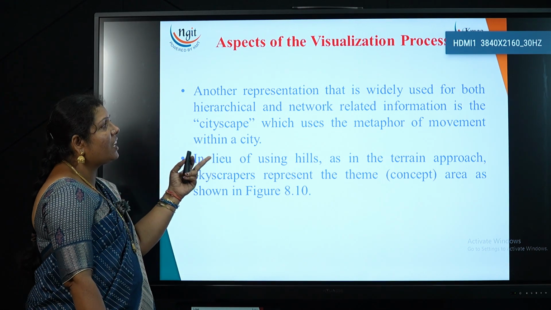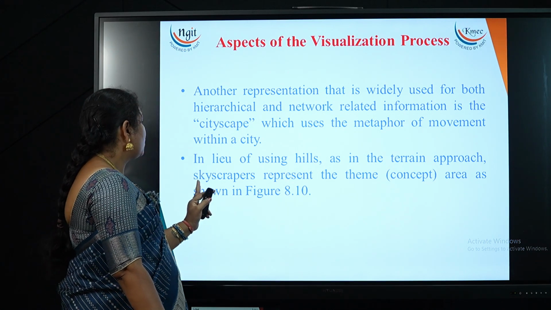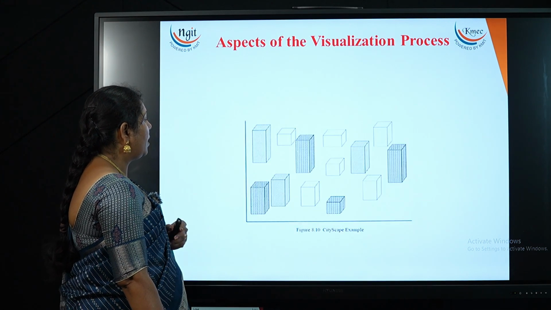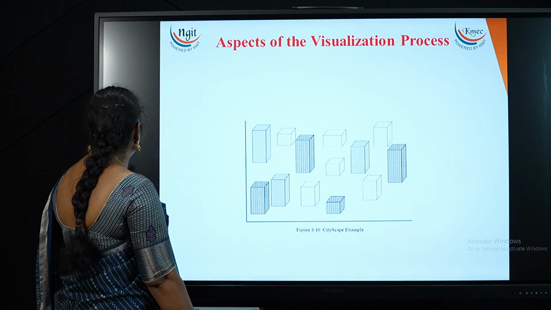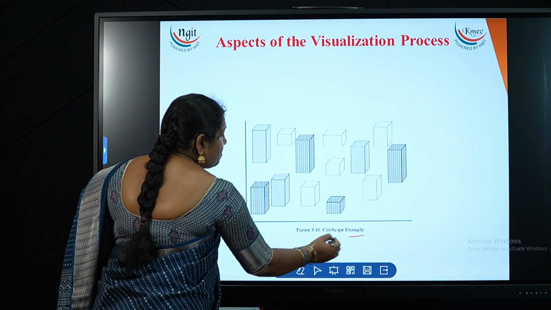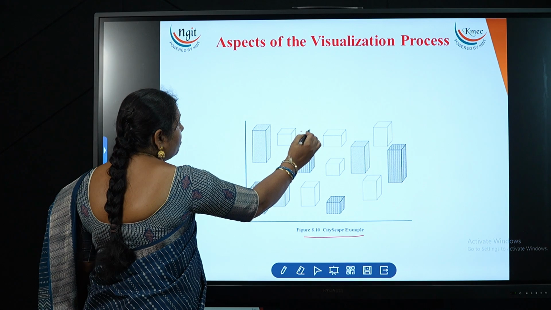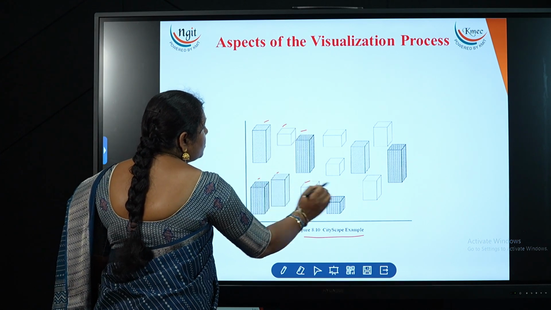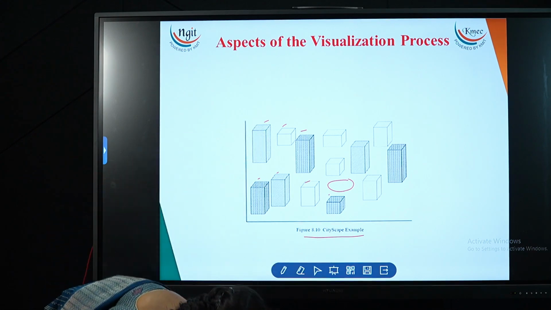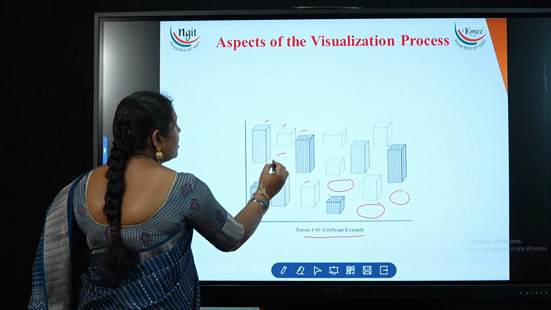This is one simple case study where it is talking about the city's case, and in lieu of the hills, it is representing skyscrapers. Why I am showing the diagram first is because it is easier to understand. If you see the CitySpace, I am mapping all the buildings over the city. These are buildings. Wherever there is space, I can find some space over here, some space over here, some space over here.